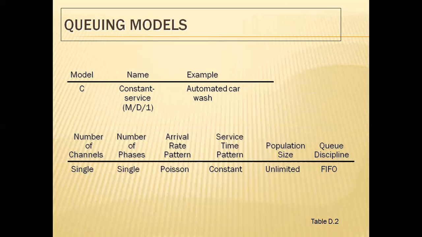So for each of the different types of actuators, for their functioning, a particular time will be fixed. And depending upon that particular time, the overall task will be completed. So population size is unlimited and giving the supplies needs first in, first out.